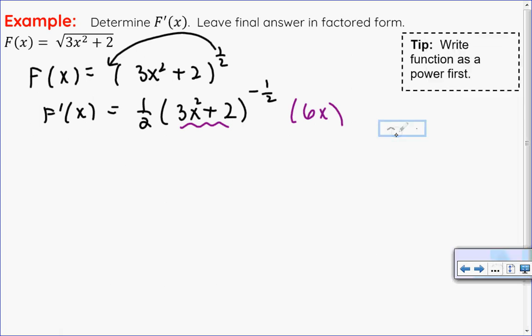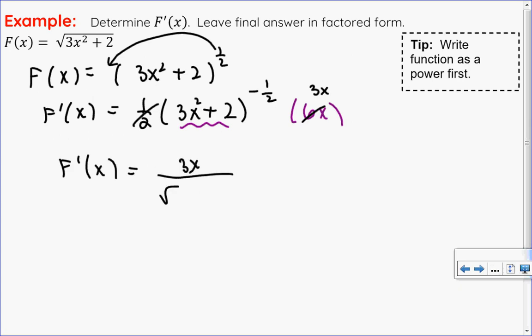So simplifying this, I have half of 6x, which is 3x. So I can write that as 3x all over the root of 3x squared plus 2. Since I started with a root, I end with a root. So that would be my final answer. No need to rationalize the denominator in that question.